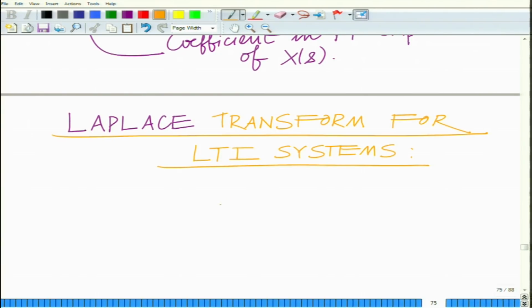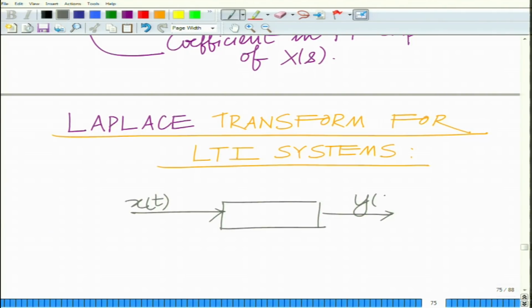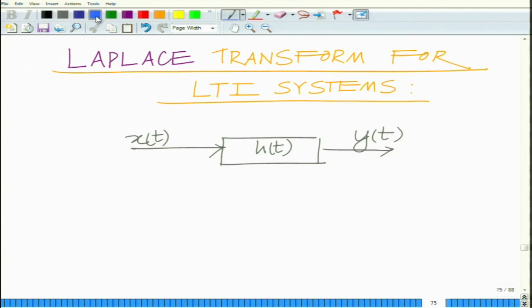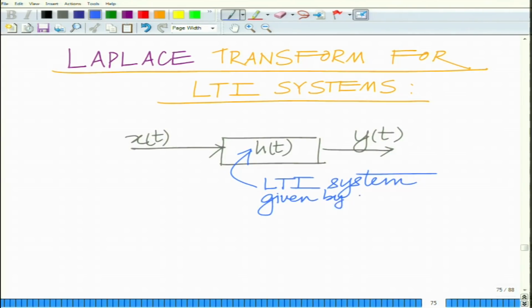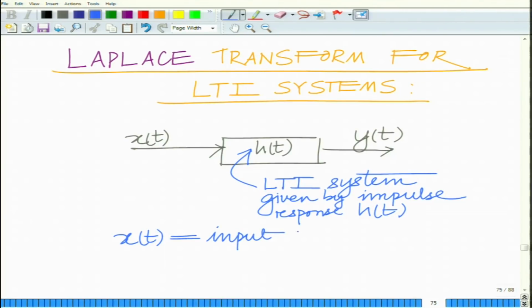Now, consider an LTI system given by impulse response h(t). So this is the LTI system, where x(t) is the input and y(t) is the output of the LTI system.